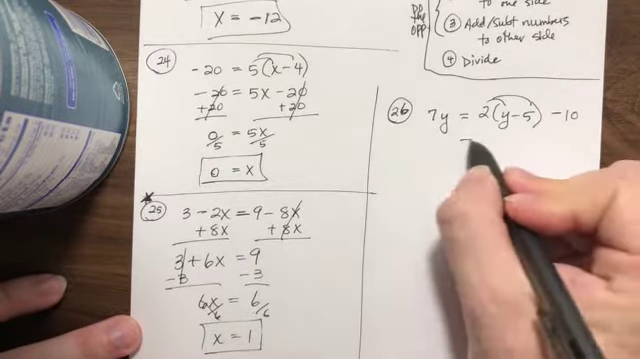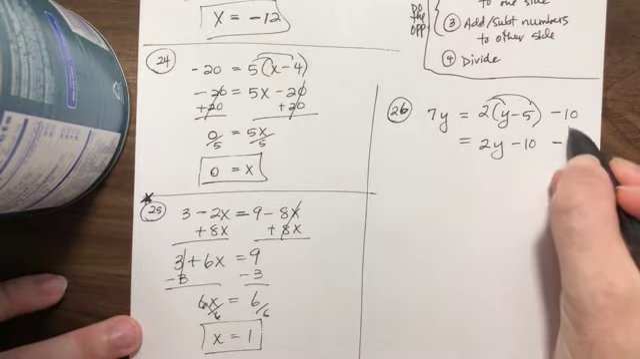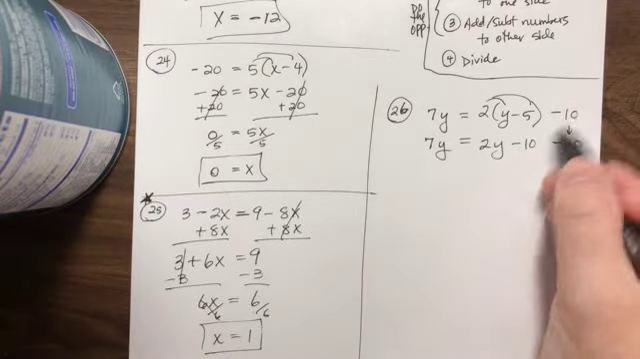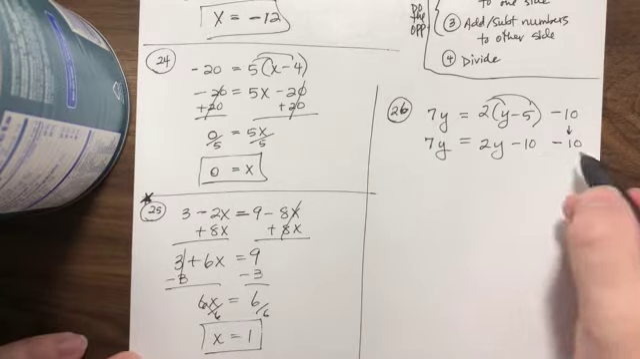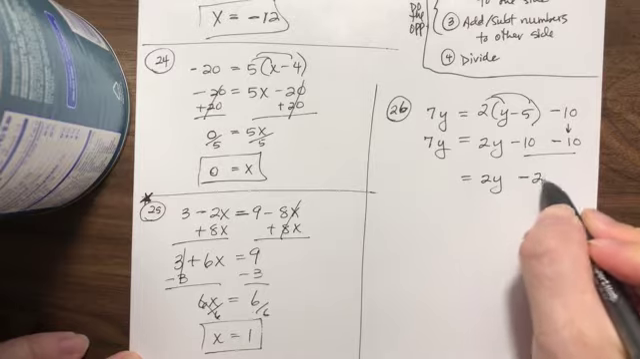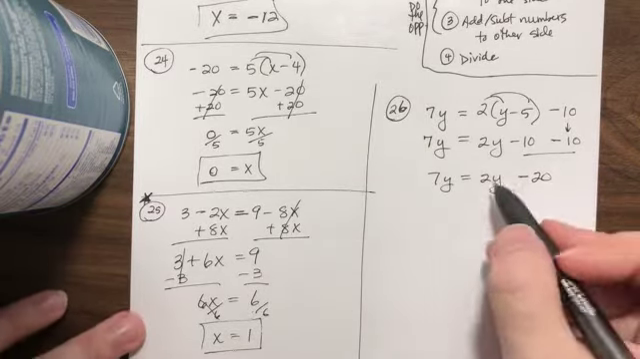Distribute first, 2y minus 10, and then bring down this minus 10, don't forget. Even though you see minus 10, you go, oh, I wrote it. No, it came from this. So you have 2 of them. And then we're going to combine like terms to get negative 20, because same sign add. This one's kind of tricky, yeah.